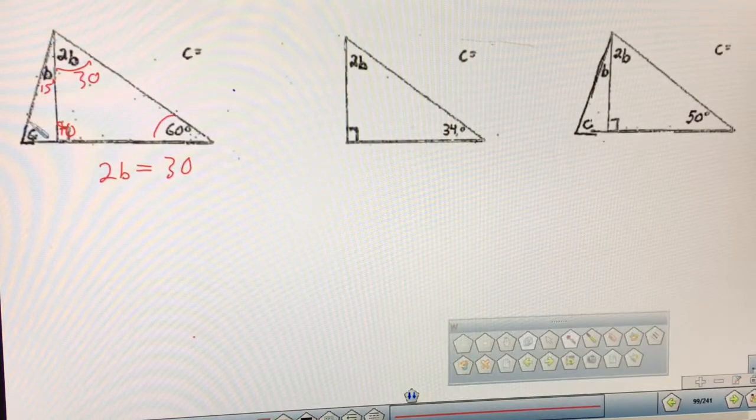Now let's take a look. Angle C is going to be 90 minus 15, because these two angles add up to equal 90. So it's 75.